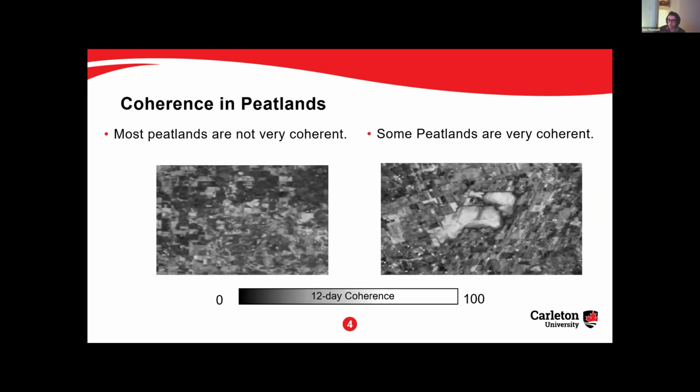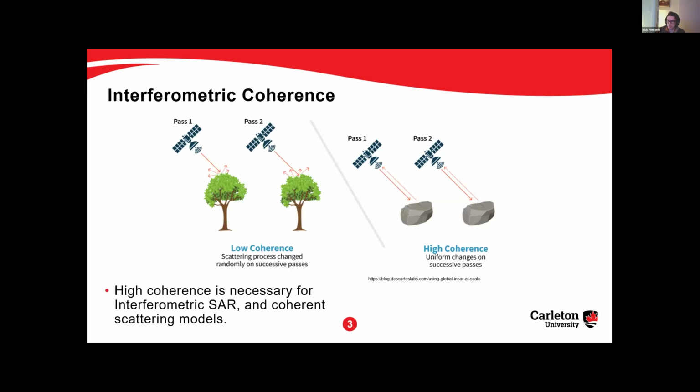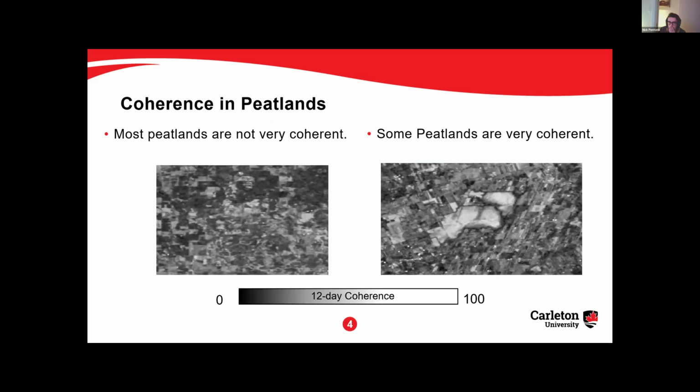And so coherence in peatlands generally: peatlands tend to not be very coherent, most of them, in fact, due to the vegetation. On these two images here, on the left is one of our research sites. Quinn talked about it briefly, near Tomahawk, Alberta. You can't pick out the peatland from the surrounding agricultural areas and the forests, which you can see here are dark and not very coherent.